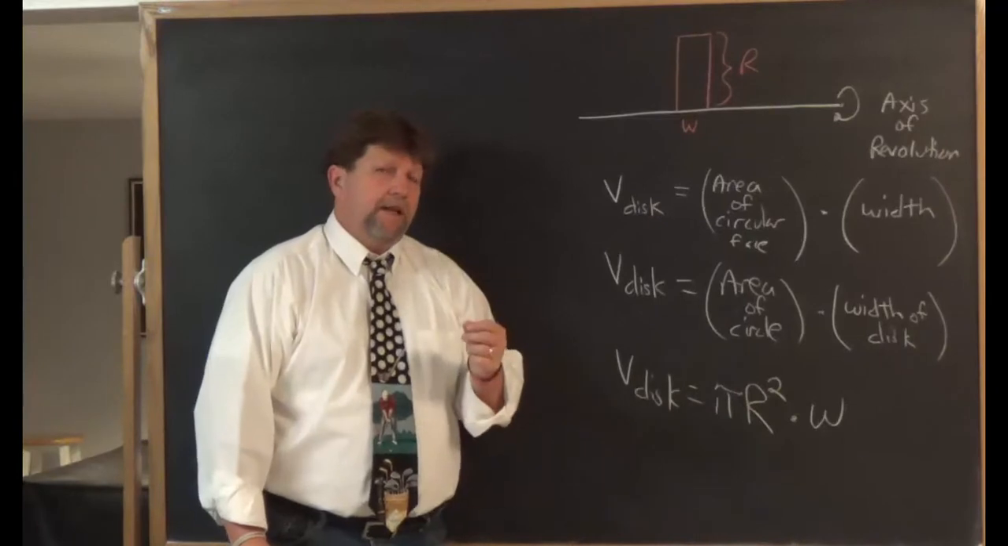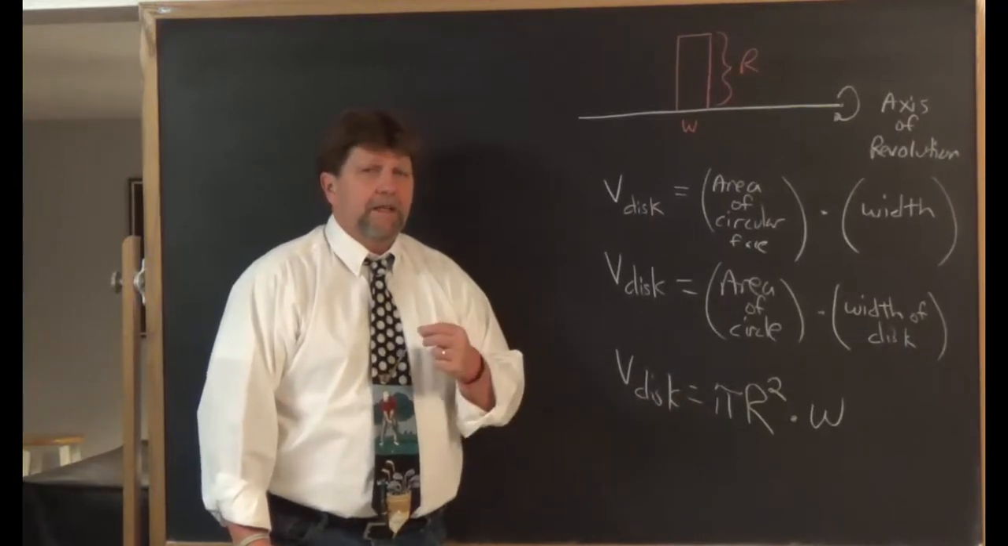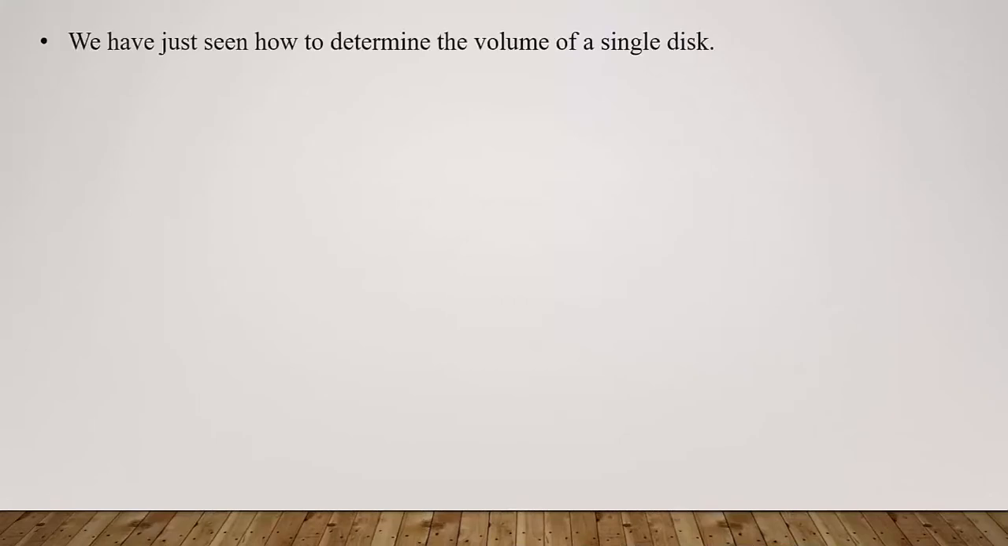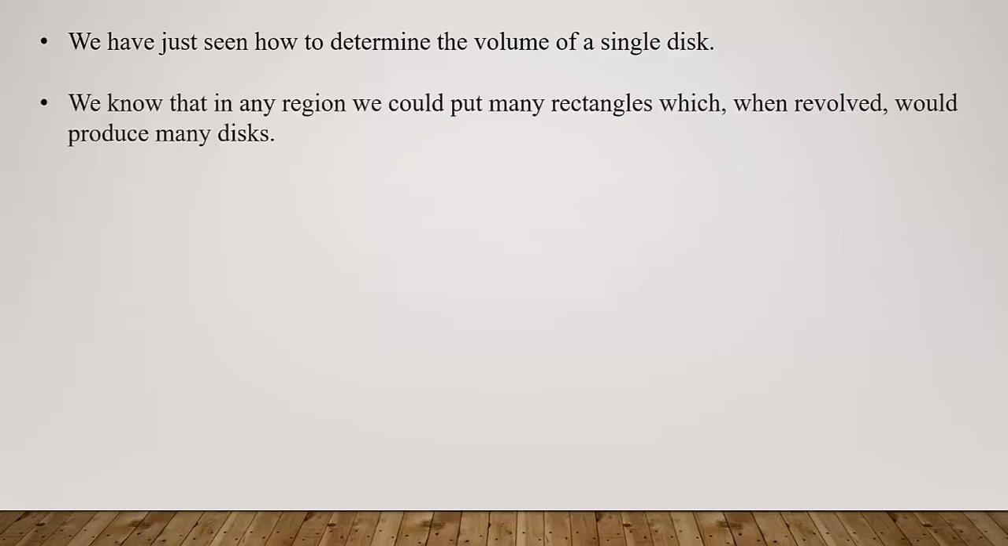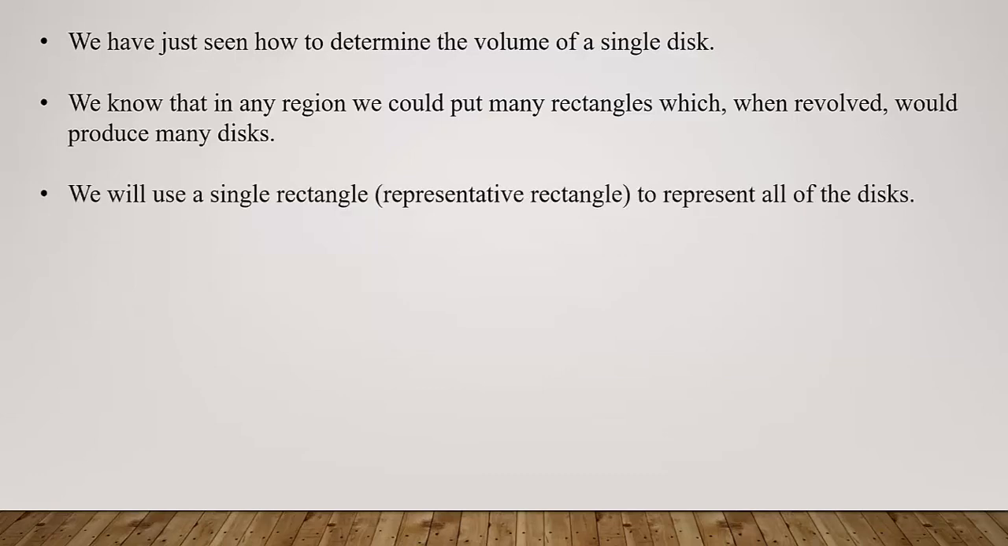So let's head back to the slides real quick to see what this is going to lead to. We have just seen how to determine the volume of a single disk. That came about from looking at one rectangle. In a region that we can sketch in the plane, we could put many rectangles which, when revolved around an axis of revolution, would produce many disks. But we use a single rectangle. Keep in mind, I call that a representative rectangle, which would then be used to represent all of the disks.